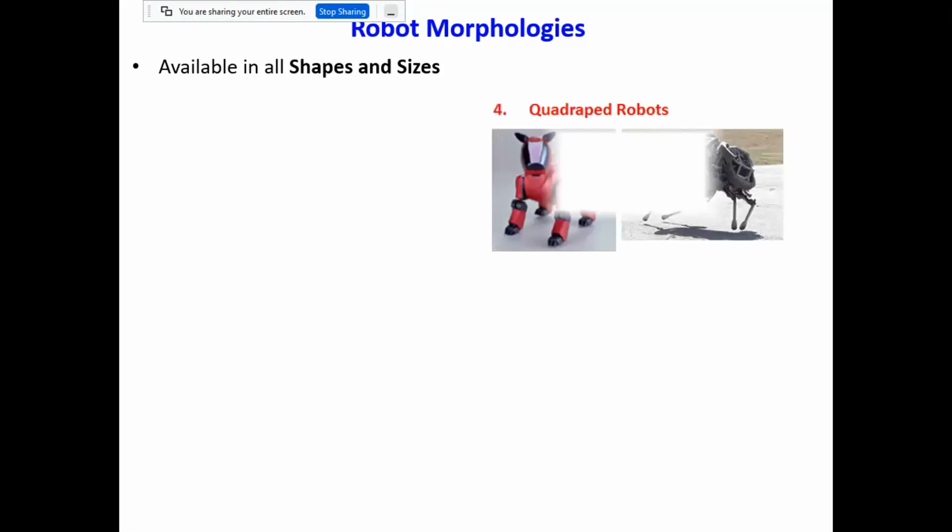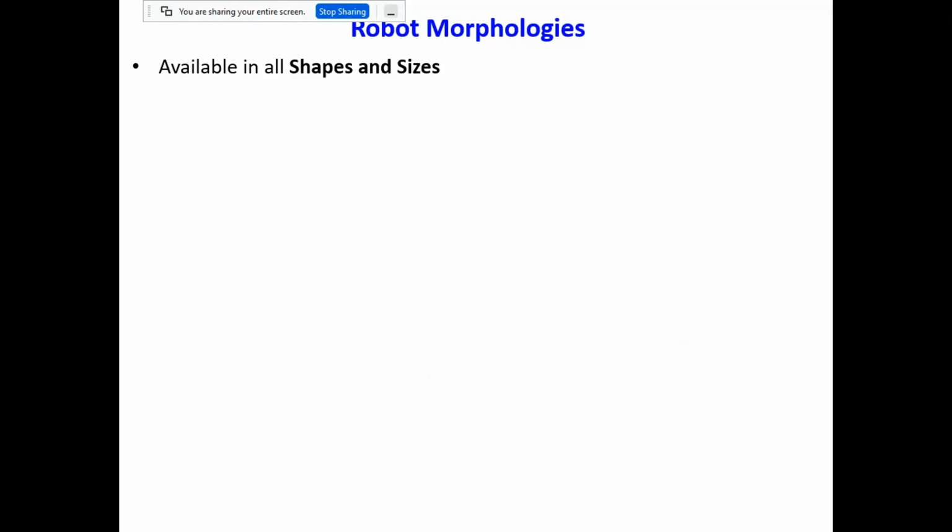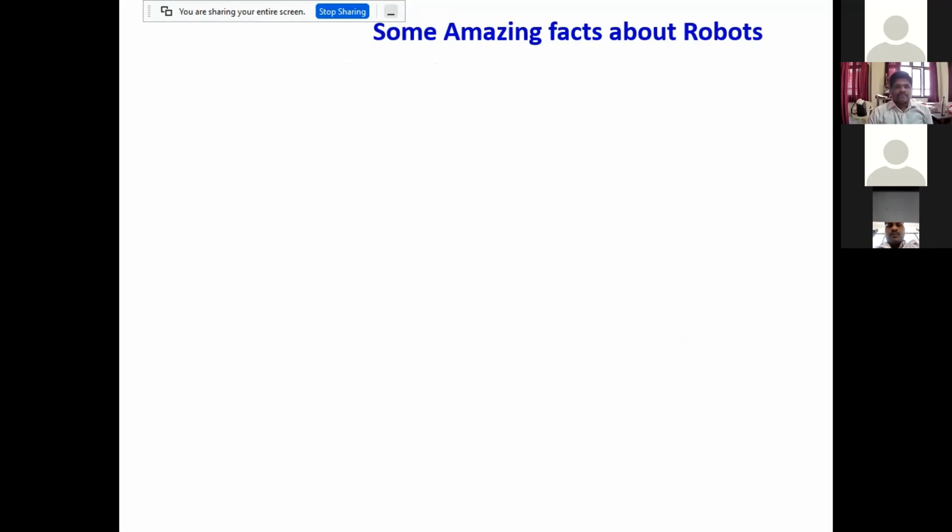Biped robots, quadruped robots, hexapod or octopod robots. Many robots are available in different shapes. Now I will tell you some amazing facts about robots.